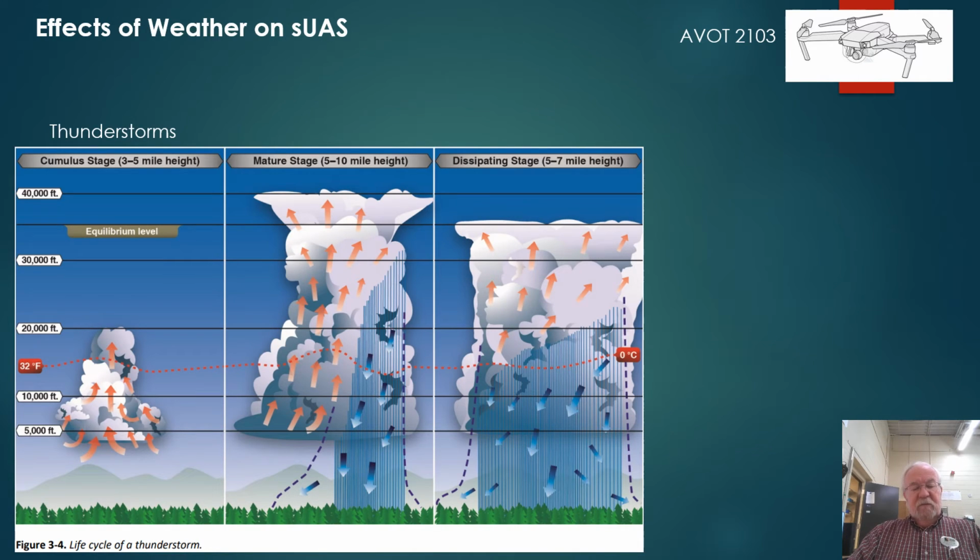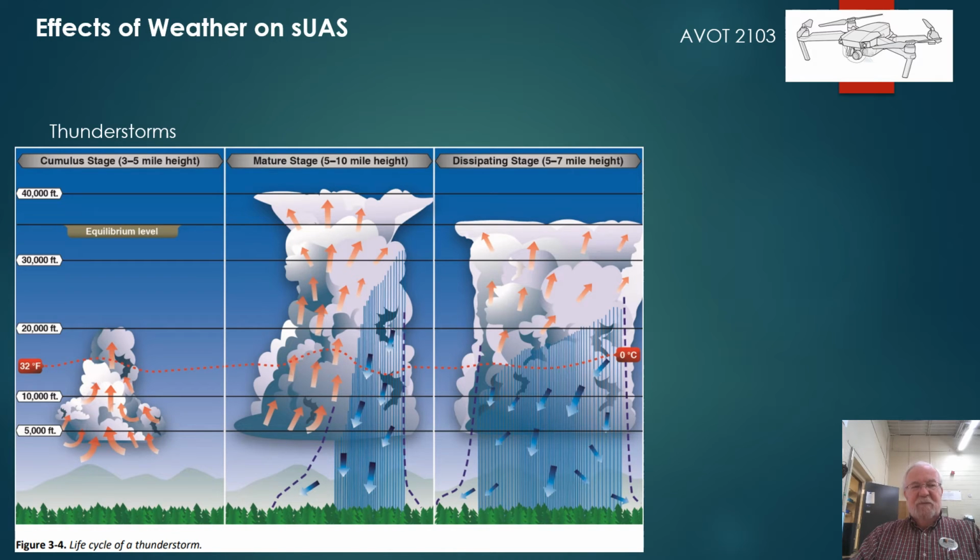All right, remember this diagram? We've looked at this before, the pictogram here. Thunderstorms, generally, individual cells only live for less than an hour, although there are supercell thunderstorms that may live for several hours.